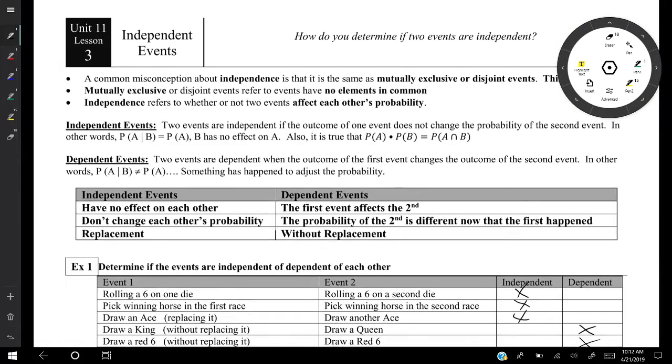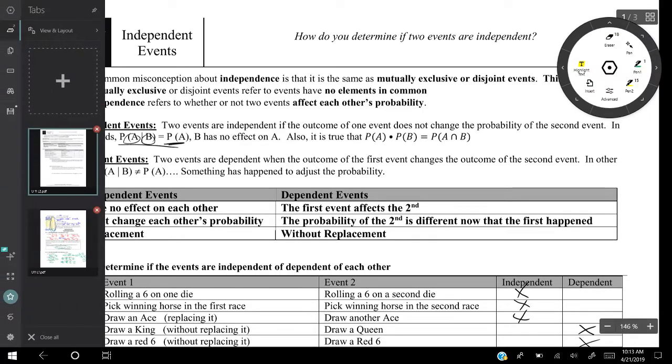All right, so let's go back and look up at the nitty-gritty here. Two events are independent if the outcome of one event does not change the probability of the second. That's what we just said. In other words, this is true. What does this mean again? Probability of A given B. So if I tell you that event B happened, it shouldn't affect A, which is why it stays the probability of A. It doesn't change, right?